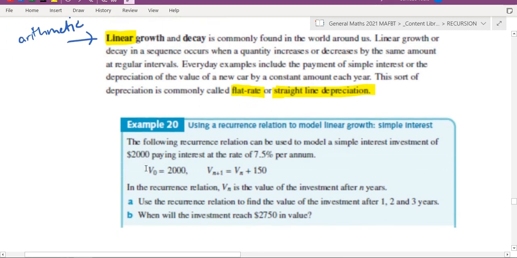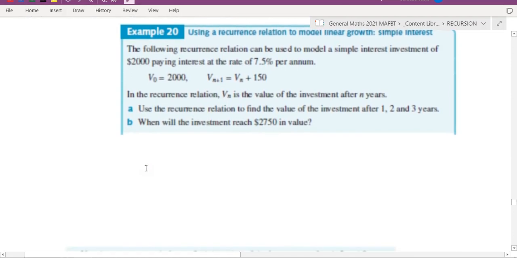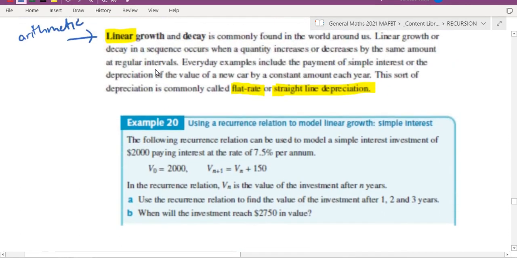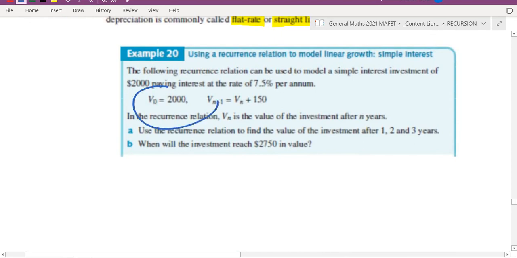Here's an example where I said there's a slight difference. So you'll remember that generally, instead of V0, we use T1. But now, when it comes to linear growth and decay, we're going to use what we call V0, or the starting term. Now, this is different to the first term. Starting term is not the same as your first term. You've got to remember that.